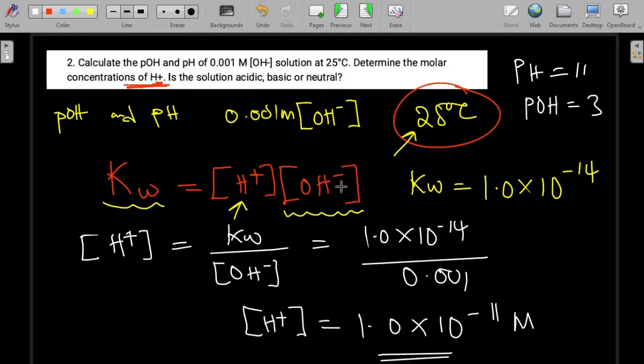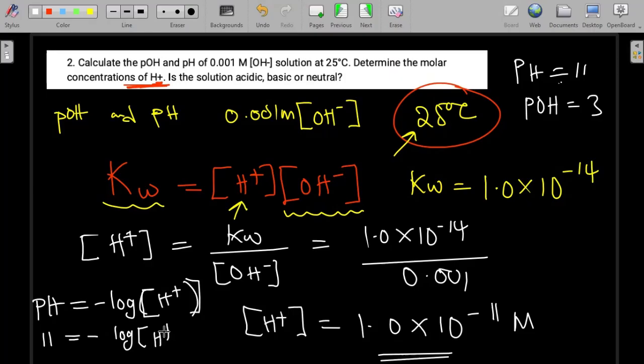Or if you don't want to use this formula, you can still use the formula for the pH. Remember the formula was like this, and then H plus. So whatever is here, that's the concentration, right? Since we had our pH as 11, I can say 11 is equal to minus log of the concentration of this H plus, right? So now I'll divide both sides by a negative, so meaning that I'll have log of H plus is equal to minus 11, right?